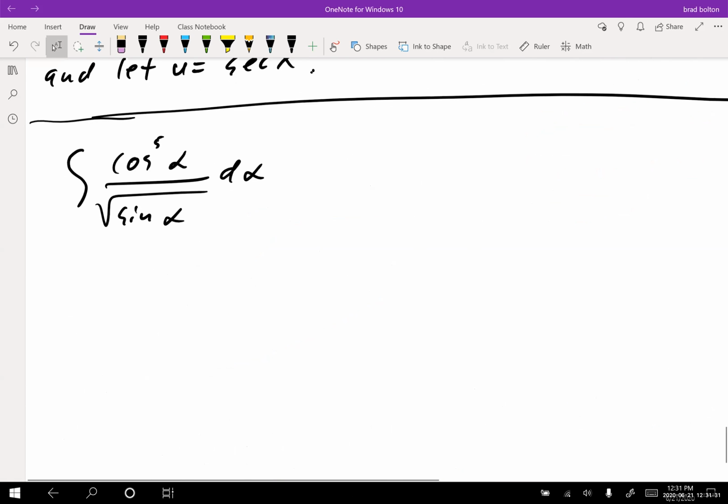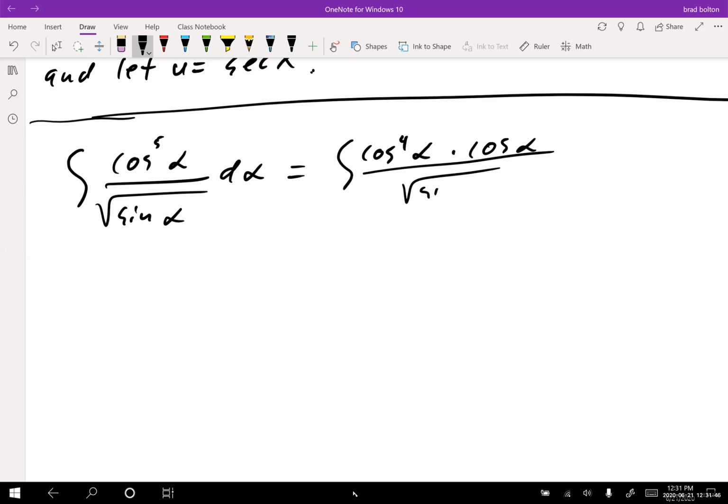And again, you don't need these rules, guys. This is just an idea. If you already thought of this on your own without me telling you, more power to you. So this will be cosine to the 4th of alpha times cosine to the 1st of alpha all over sine alpha d alpha. So all I did was I rewrote a cosine of alpha. You know what, maybe I should write it a little bit nicer. Let's do this.